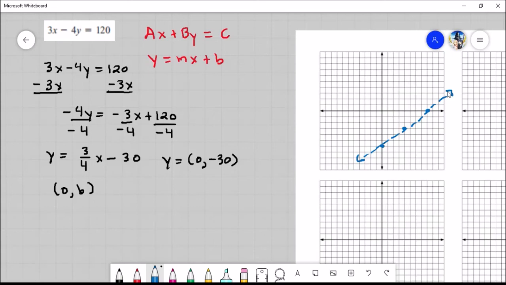And if you have a graphing calculator, if you know how to use it, you can plug in the y-intercept form, the 3/4 x minus 30, and you'll see that it looks similar to this, but you'll be able to get the exact points for the graph.